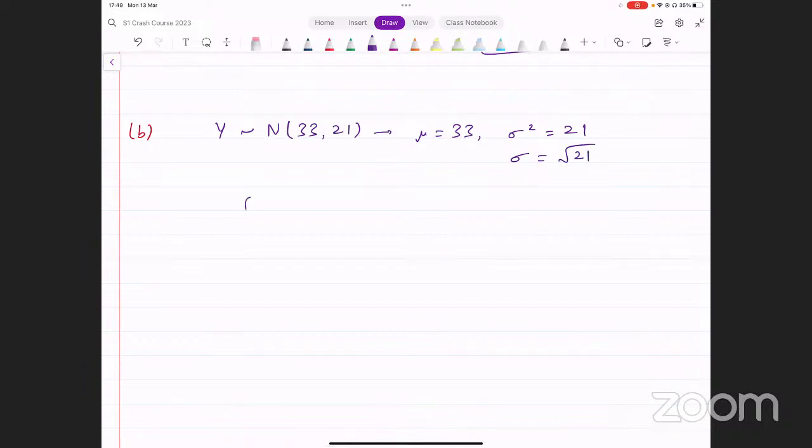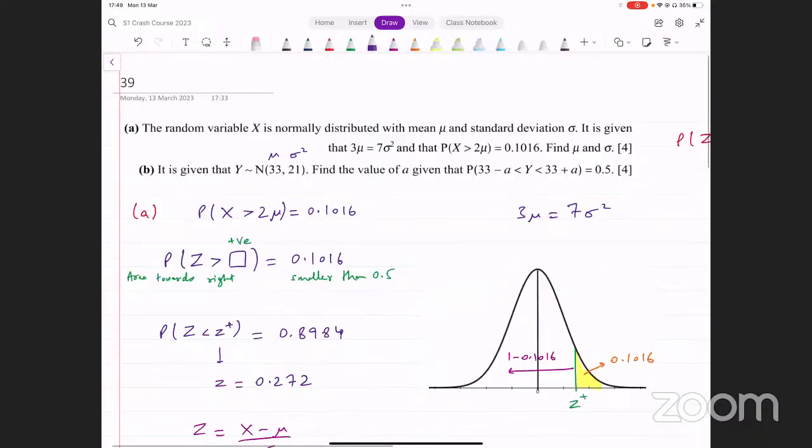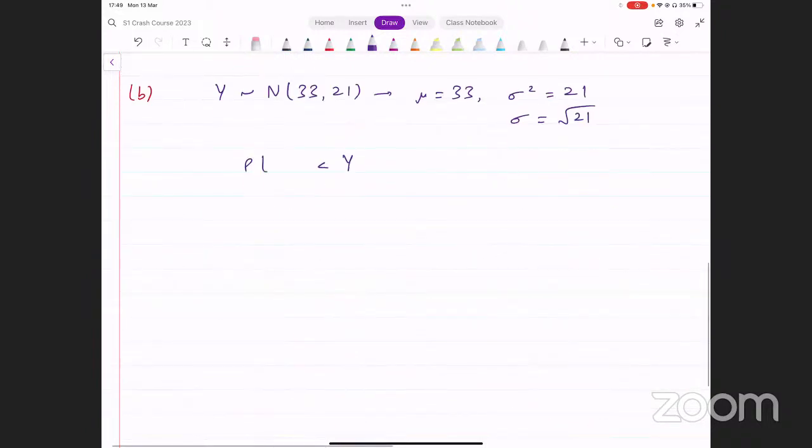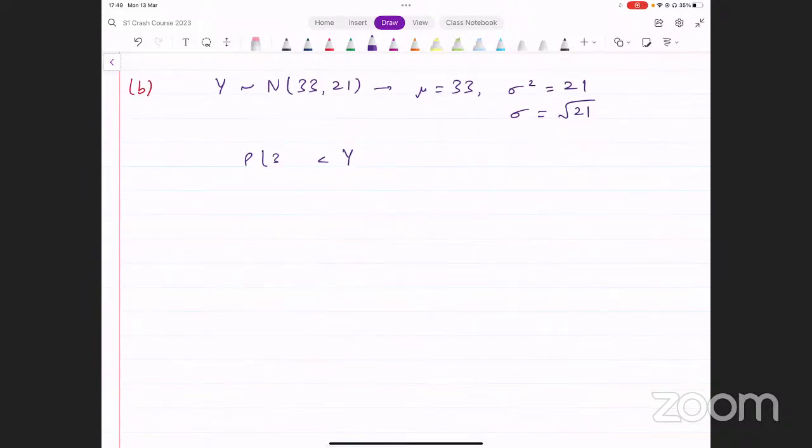And we're given a piece of information here that the probability of y being between 33 minus a and 33 plus a is equal to 0.5. This is a probability that we're given. All right.